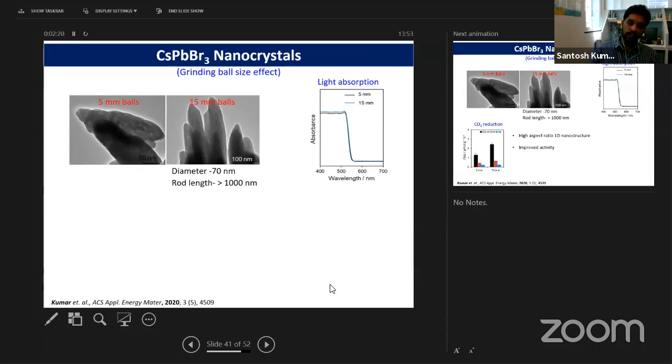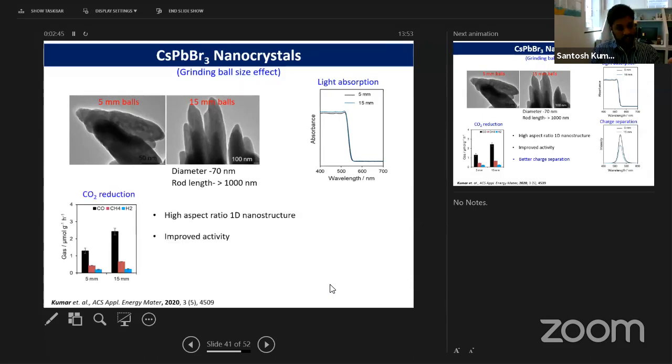But what we can do is also play around with the ball size, not only time. For example, if you change the balls from 5 mm size to 15 mm size, you have a different aspect ratio of the nanorod. The diameter is the same, but you are able to increase the aspect ratio. It's good for the charge separation.